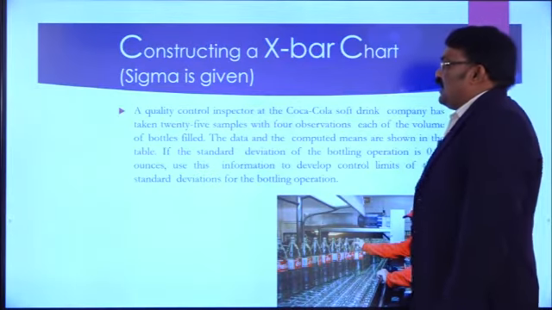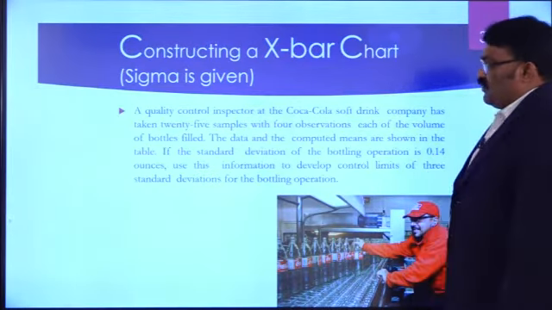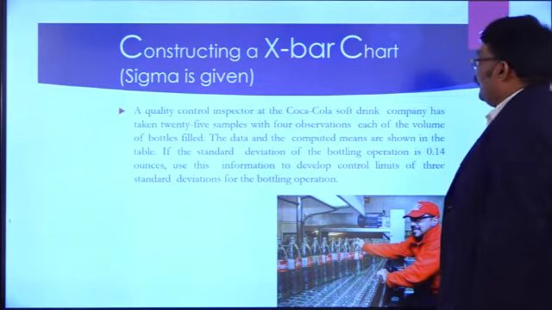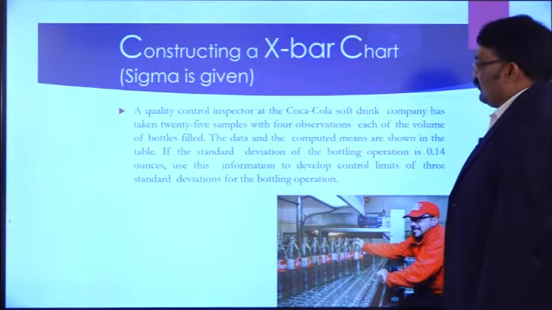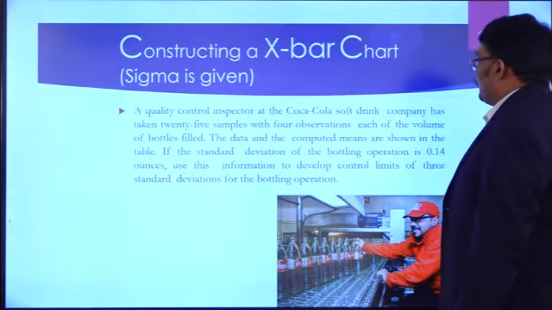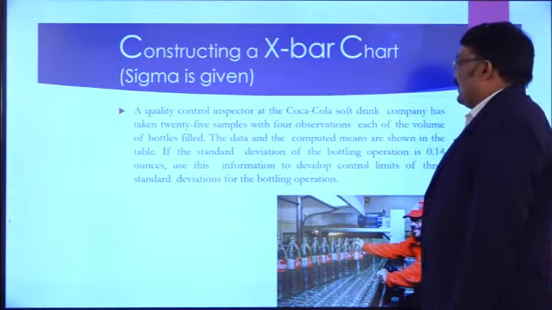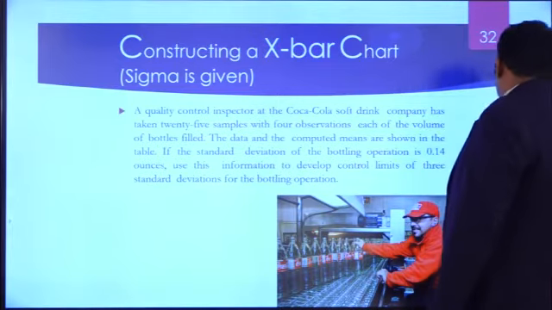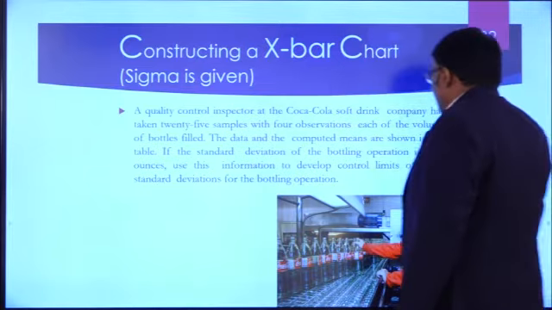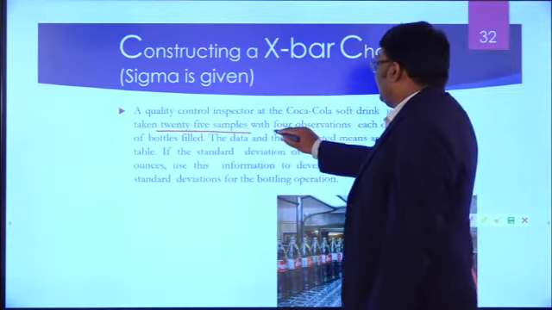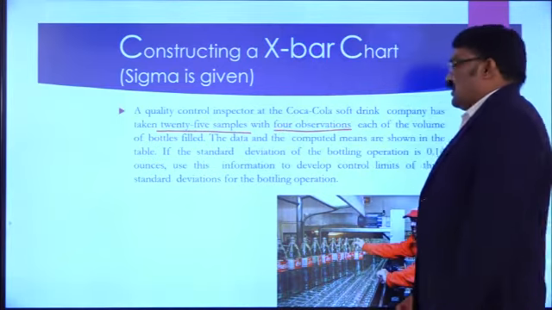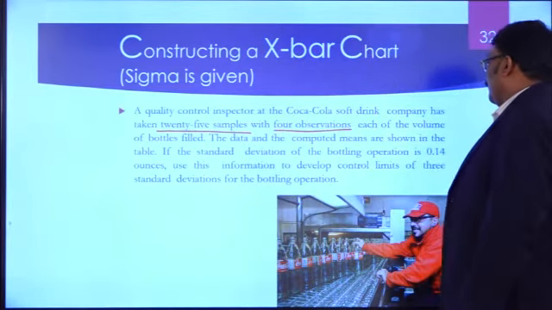Next to the R chart, what we have constructed, we have the construction of X bar chart. Sigma is given, one more problem. A quality control inspector at Coca-Cola soft drink company has 25 samples. Second problem, we have 25 samples. How many observations? 4 observations. 25 samples and 4 observations.